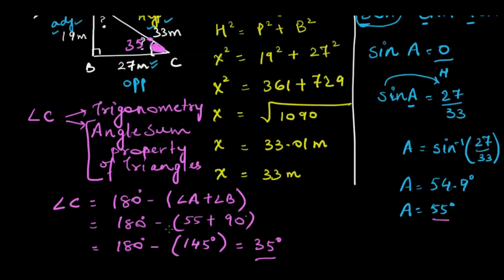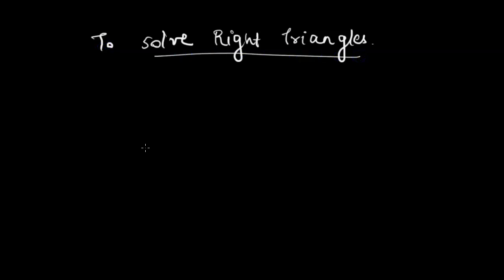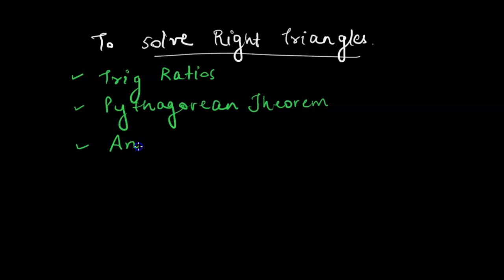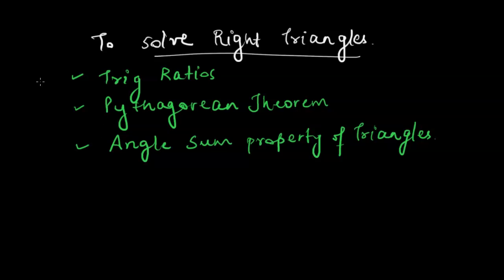And this is how we get all the angles and all the sides of the right angle triangle using trigonometry, Pythagorean theorem, and angle sum property of triangles. Therefore, we can conclude to solve right triangles, we can use trig ratios, Pythagorean theorem, and angle sum property of triangles. Either we can use two at a time or all three combinations. That depends upon the type of question that we are given.